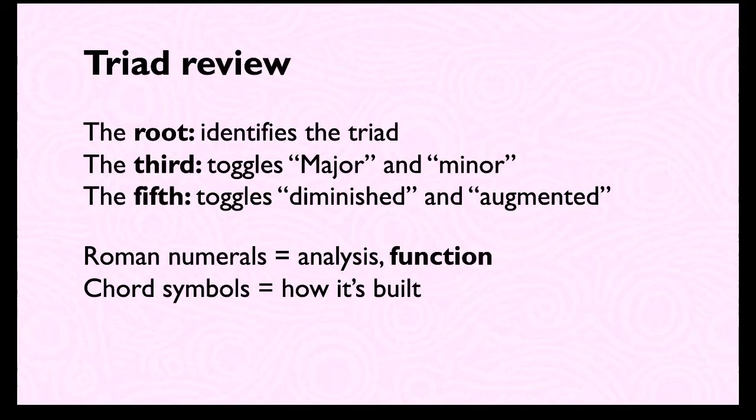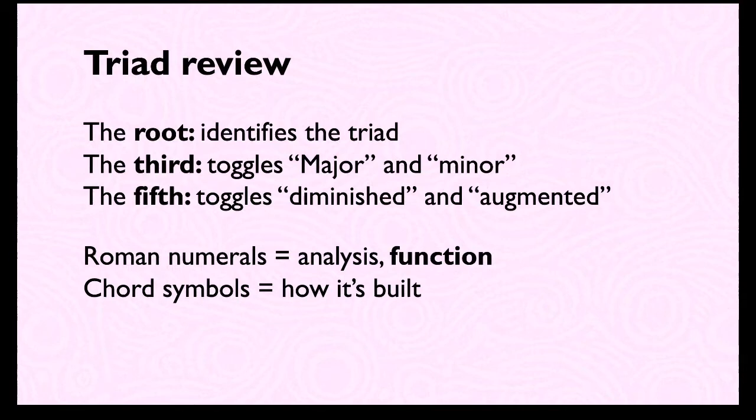Remember that triads are chords built specifically as a stack of 2/3. A triad is identified by the root. In other words, a major triad built on E is called an E major triad. The third of a triad determines whether it's major or minor, depending on whether it's a major third or minor third above the root. And the fifth of the triad can be lowered to change a minor triad into a diminished triad, or raised to change a major triad into an augmented triad.